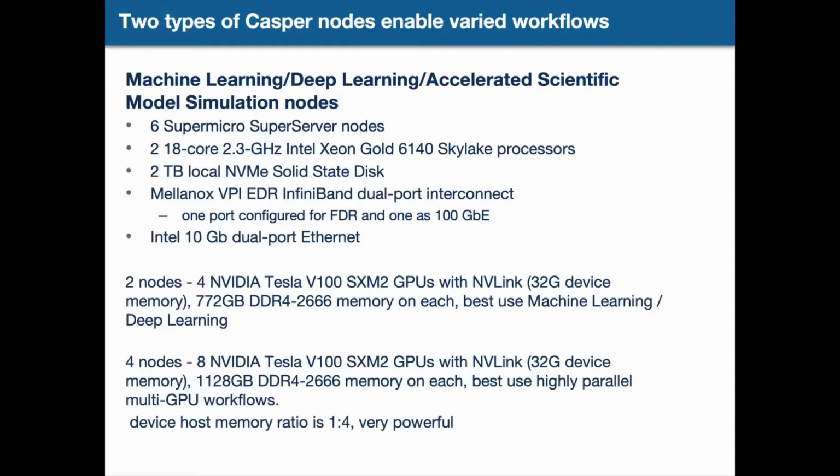On these nodes, if you do the math, 32 times 8, we have 256 gig device memory. Those device memories are really fast. And we have the device to host memory ratio at 1:4, which is very optimal for scientific simulation. These nodes are very powerful compared to those normal HPC nodes with like 64 gig memory and 32 core CPU.